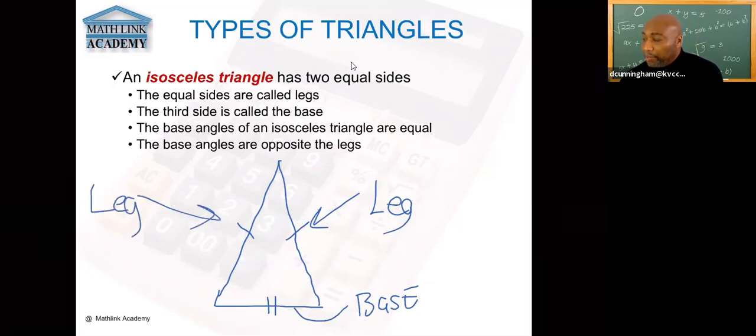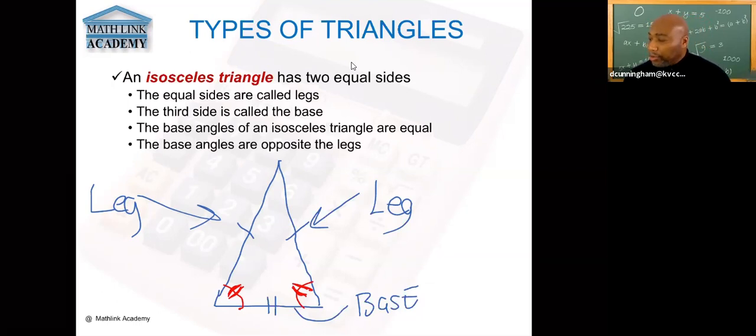Another thing that's important to remember is that on the base, these angles are equal to each other. Notice I have two dashes there. So the base angles are equal to each other. That's what it means that the base angles are opposite the legs.